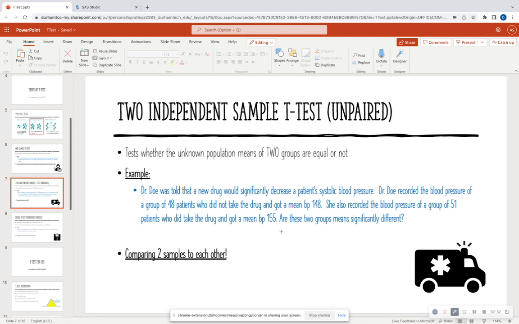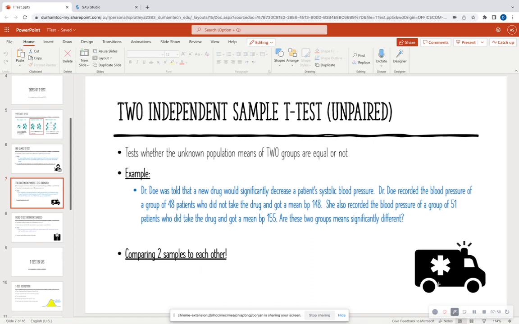Okay. So Dr. Doe wants to know, for those who had the placebo, this is what their blood pressure is. Those who took the drug, this is what their mean blood pressure is. Are these two groups different from one another? So I'm comparing two samples to each other.